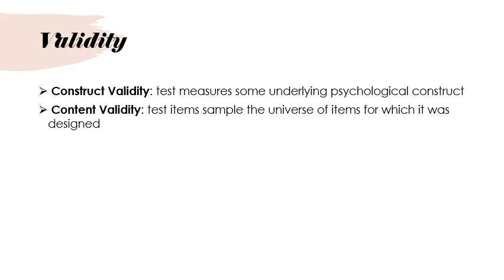We also have something called content validity. Content validity is where you have a test where the items sample the universe of items for which it was designed. An example I like to use for this is the comprehensive exam. If you have a teacher who says, I'm going to give you a comprehensive final exam, what do you expect to be on that test? If you say you expect questions from the content throughout the semester, you're right.